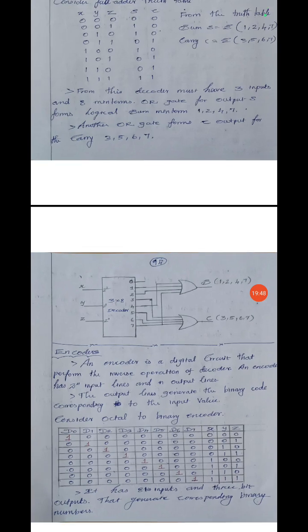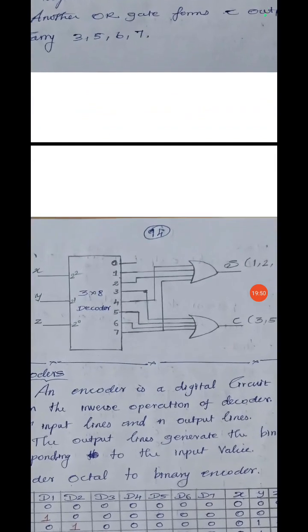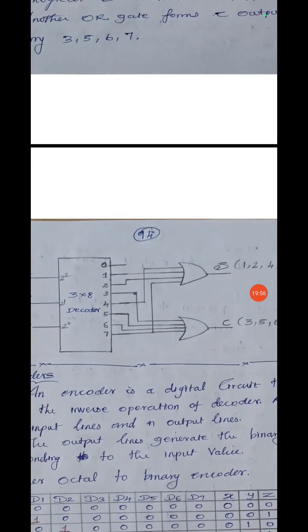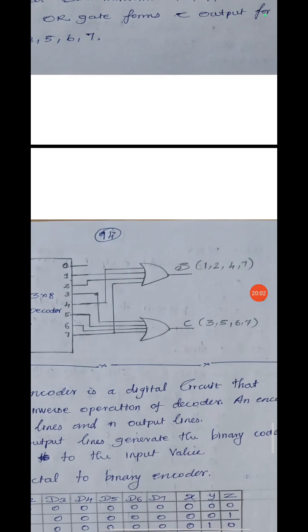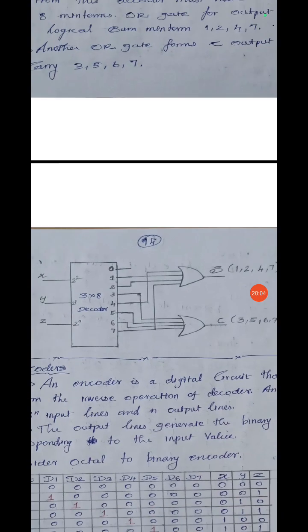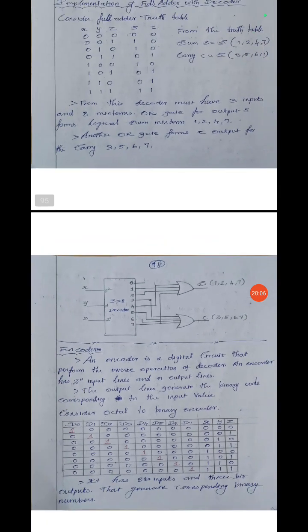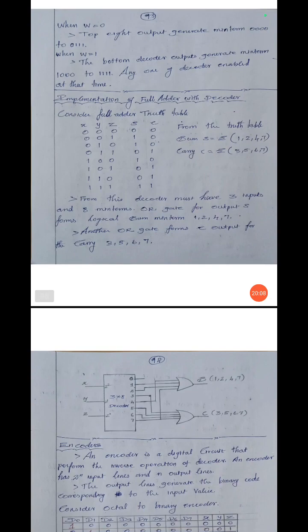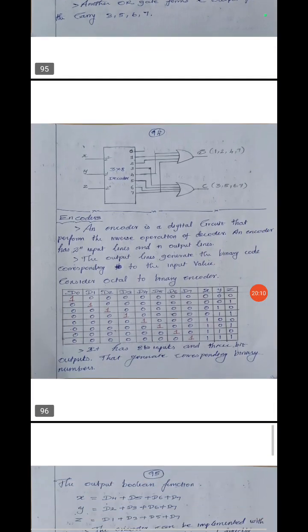So very simple. It is a 3 to 8 decoder. Then you have to connect all the sum terms. Okay, sum equal to 1, 2, 4, 7. So you have to connect the lines 1, 2, 4 and 7 to an OR gate. Similarly 3, 5, 6, 7 to the carry OR gate. Okay, it is the implementation of full adder with decoder, very important question.